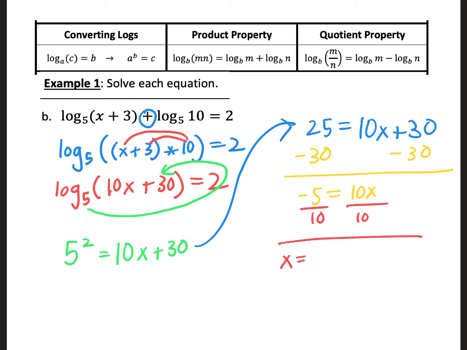And we get x equals negative 5 over 10. Again, you should simplify your fraction if you can. I can divide them both by 5. When I do that, I get negative 1 over 2. You won't always get a fraction for your answers, but sometimes you do, and that's totally fine. Again, start by combining your expressions after your logs using multiplication, then rewrite it using that exponential form, and then just solve for x.